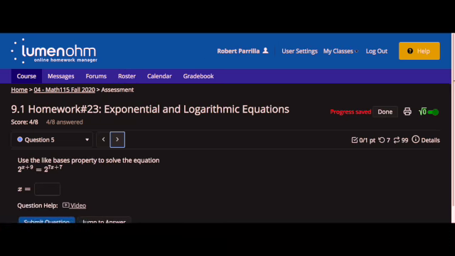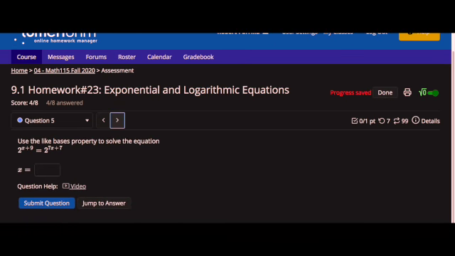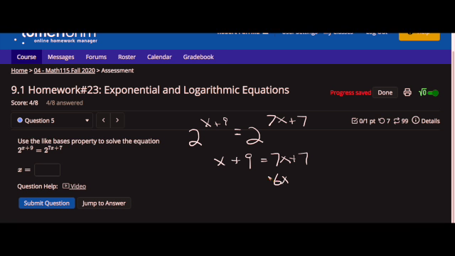Number 5. Okay, we're more than halfway there. The common base is already 2. 2 to the x plus 9 is equal to 2 to the 7x plus 7. And that's going to be really easy, except you have to group like terms. But x plus 9 will end up having to equal 7x plus 7. I'm going to take the x and bring it over. I'm going to take the 7 and bring it over. That'll give me 6x, and that'll give me 2.